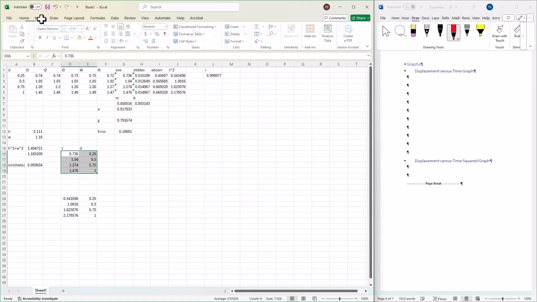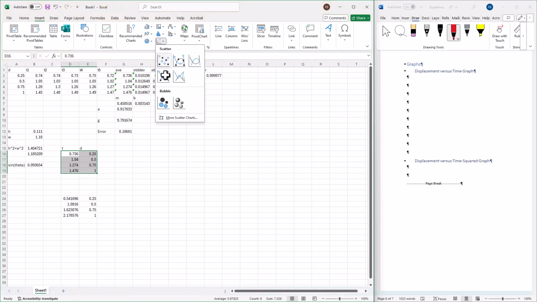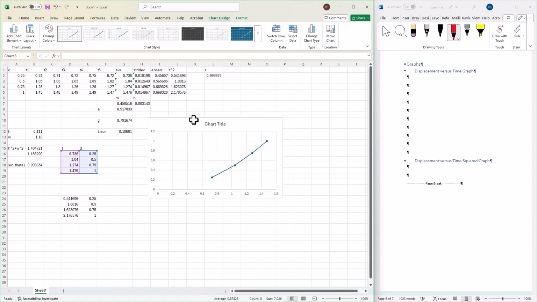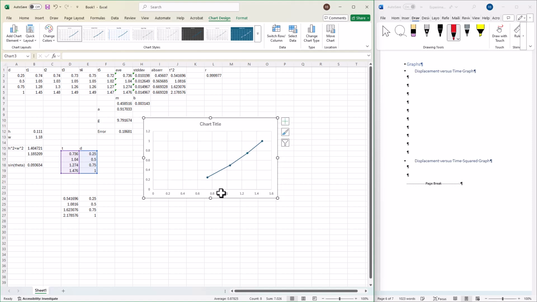I can go to Insert. I can select Chart, and I want the scatter chart right here with the dots. Okay, there we are. Now that I've done this, I want to format this chart so it's presentable. Namely, I want to create a title like displacement. I want an x-axis title.